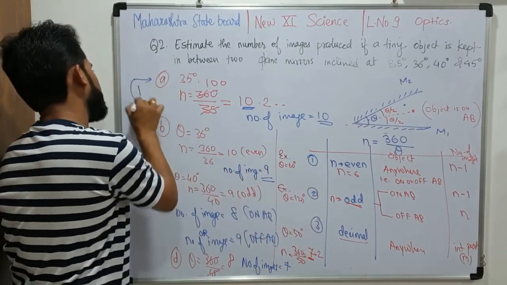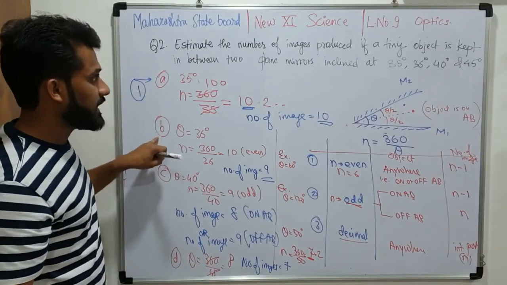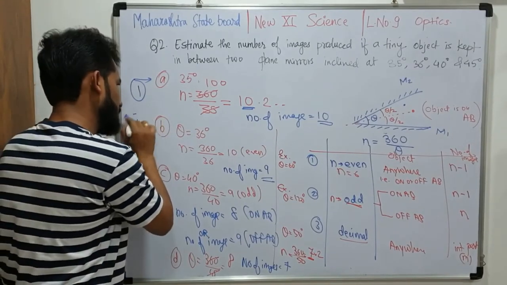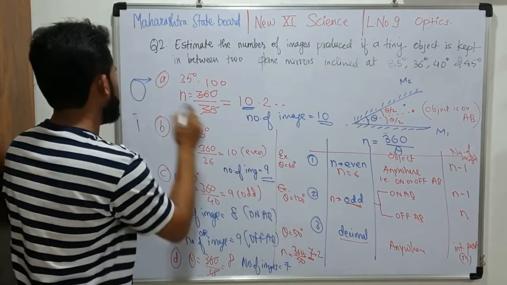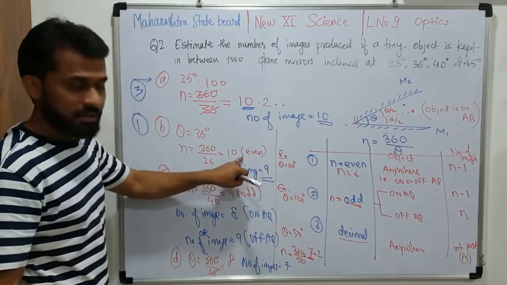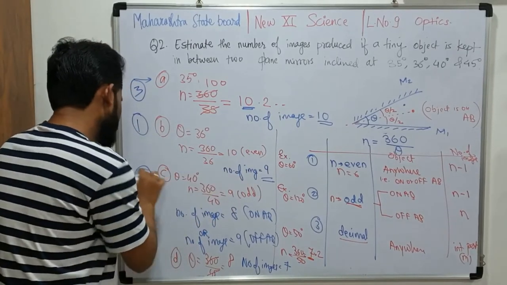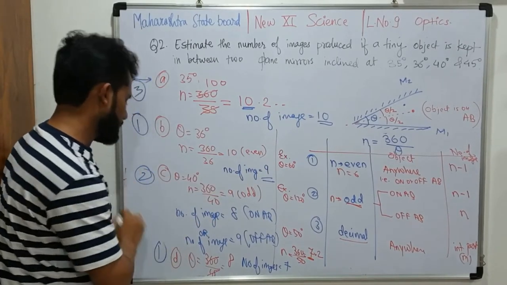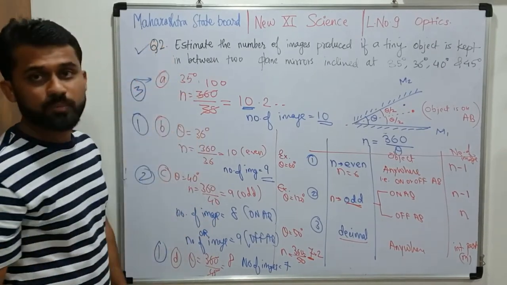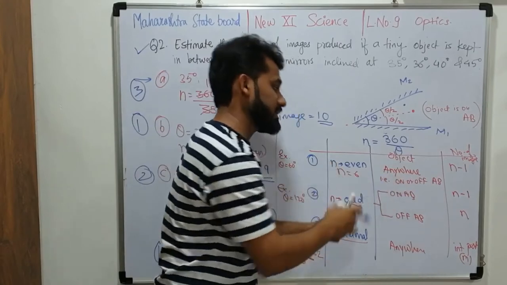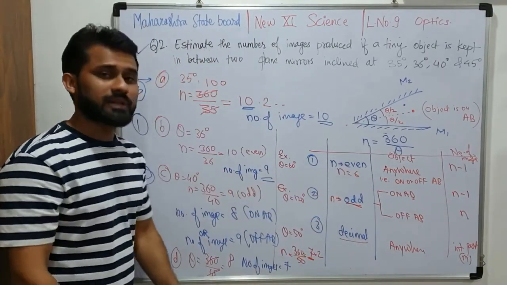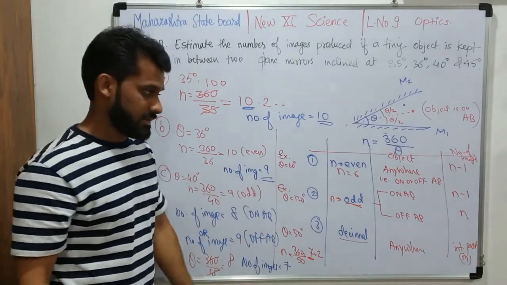So this is based on the three cases. The first example is based on case number 3, the decimal case. The second is based on case number 1, that is even. The third one is based on case number 2, and the last one is again based on case number 1. So this is the solution for question number 2. How to deal with this, how to derive these things, is already covered in the theory lectures.